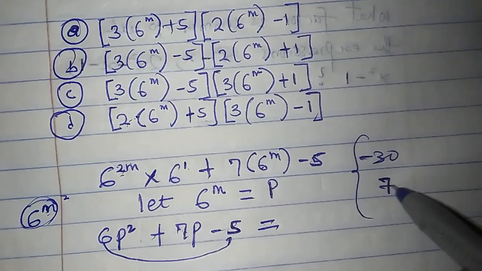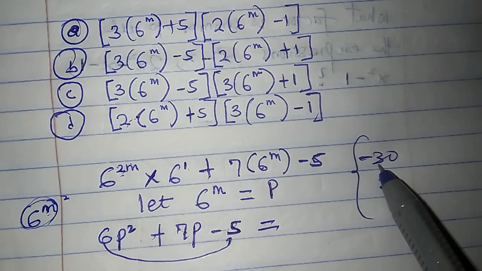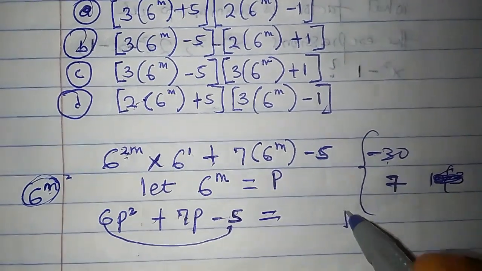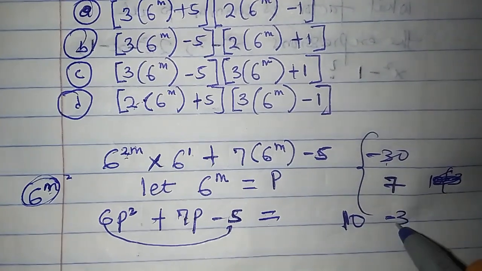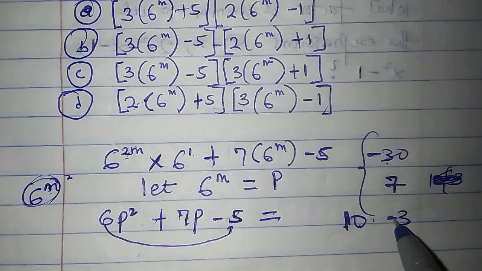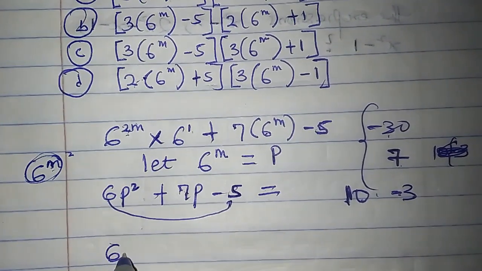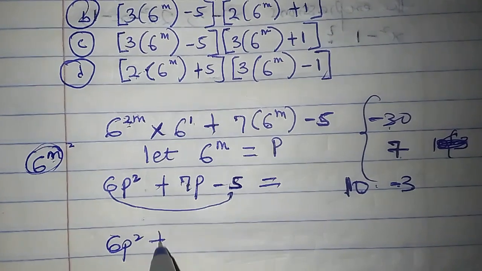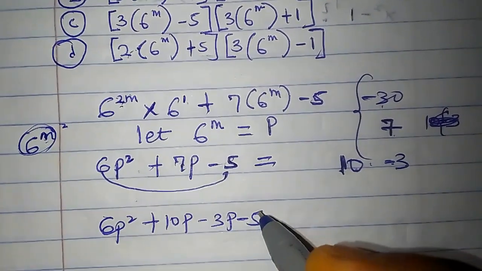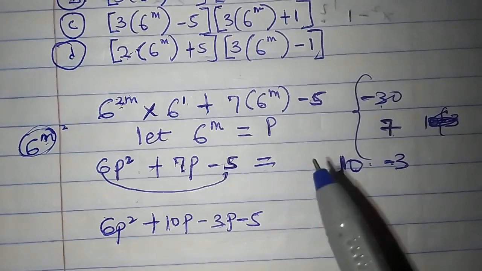I want to factorize the quadratic expression. So which two numbers will I multiply to give me minus 30 and add to give me 7? The numbers are plus 10 and minus 3, because 10 times minus 3 is minus 30, and 10 plus minus 3 is 7. So this expression will now be 6p squared plus 10p minus 3p minus 5. Thus I use 10p minus 3p to replace 7p.